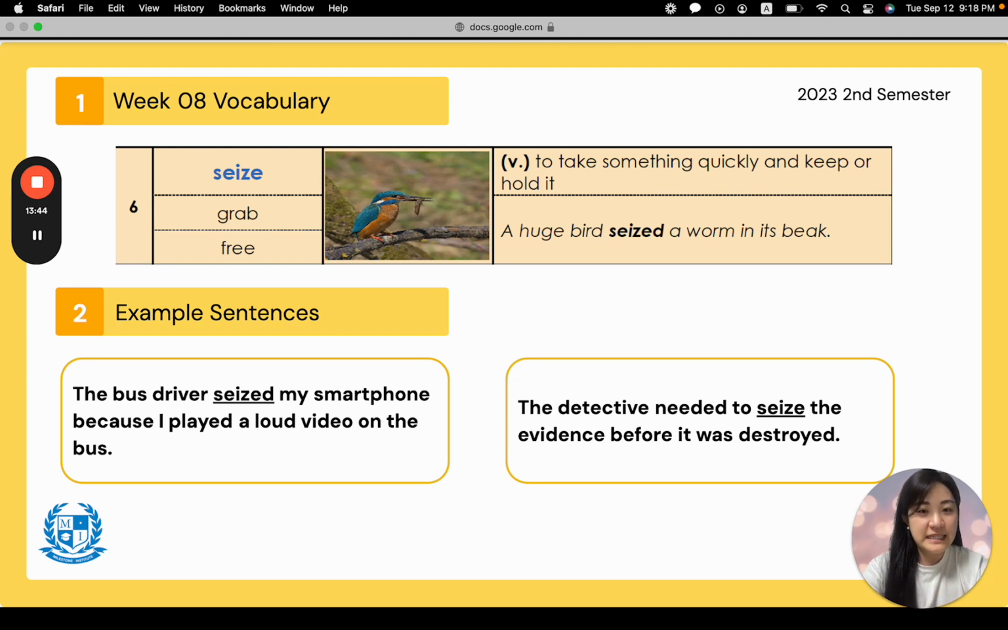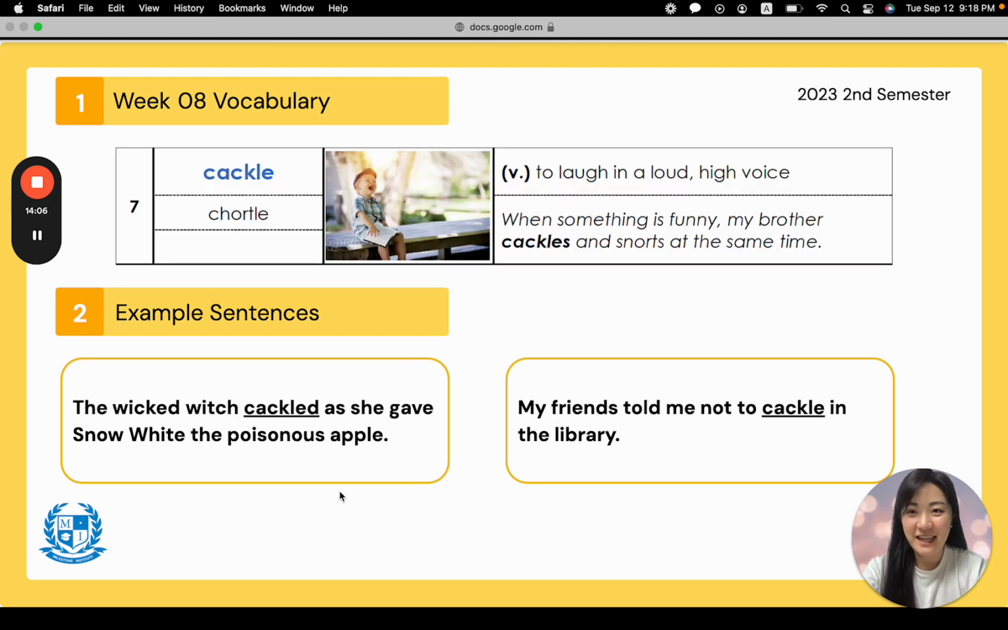Example 2 says, the detective needed to seize the evidence before it was destroyed. So this detective is trying to gather all the clues and evidence and grab hold of it and keep it before it gets destroyed or gets lost. Everyone say seize. Perfect.